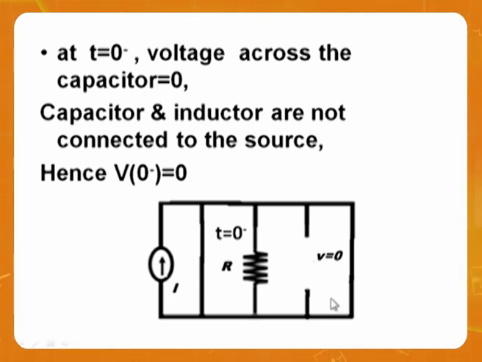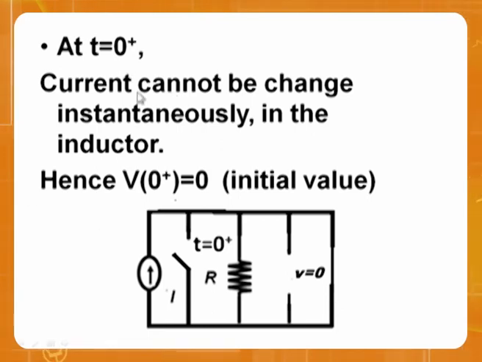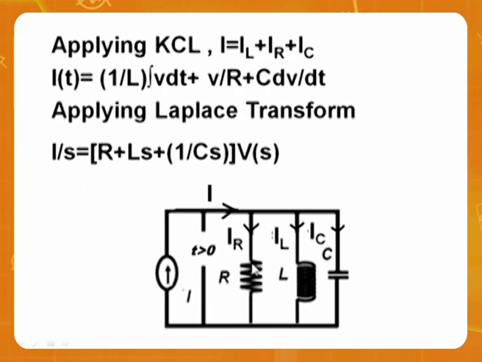So if I go for t0 plus, what will happen? Whatever the current was cannot change. Whatever the voltage was cannot change. Earlier 0 current, now also 0 current. Earlier 0 voltage across the capacitor, now also 0 voltage. So if you multiply these two, you will get some value, and that you have to substitute as the initial value.